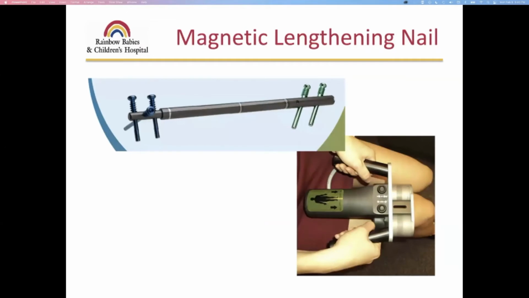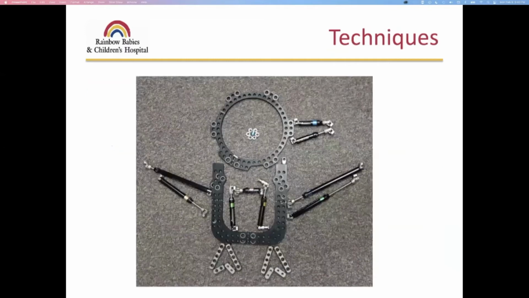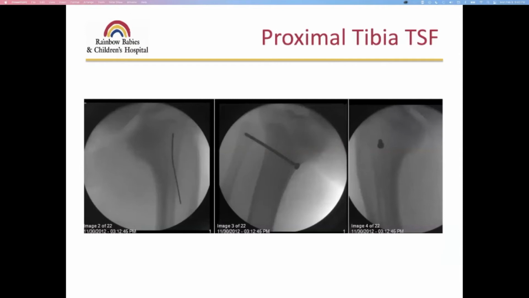The magnetic lengthening nails have really changed the dynamics of limb deformity correction over the past few years. These are very expensive nails, unfortunately. So what are some of the techniques? We'll start with the basic proximal tibia external fixator. This is a technique that was taught to me by Dror Paley, and I continue to use it.